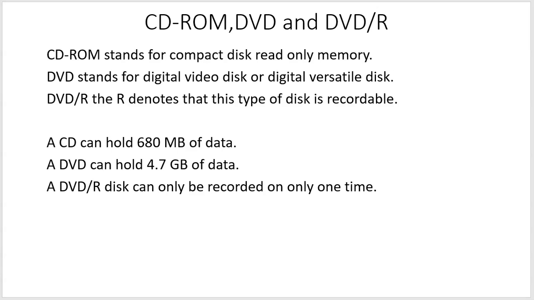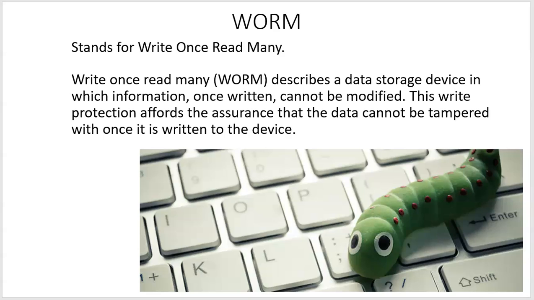A DVD-R disc can only be recorded one time. You can record something on it, but once it's recorded, it's done. You can't do anything with it again, which is where WORM comes in. WORM stands for Write Once, Read Many. It describes a data storage device in which information once written cannot be modified, like the DVD-R. This write protection affords assurance the data can't be messed with. Once you burn that DVD, it will always have that study on it. It's not going to go away. They can't be written over.